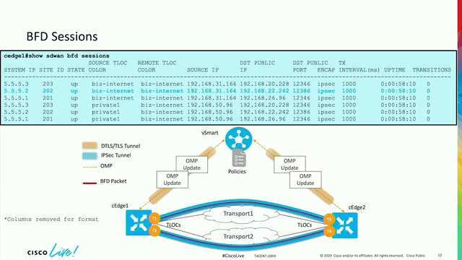And the last column, the transitions. The transitions basically tell us if the BFD session is bouncing. Okay, if it's bouncing, it means that we may have a reachability issue, and that's something we need to address.